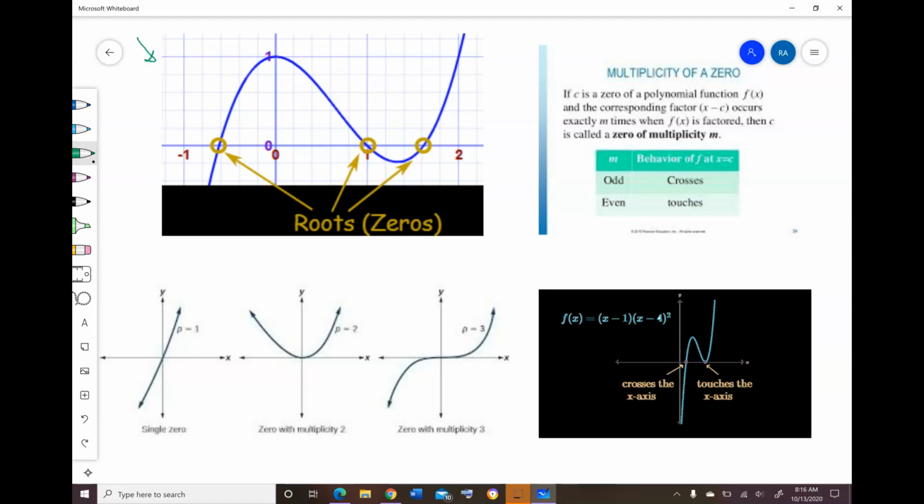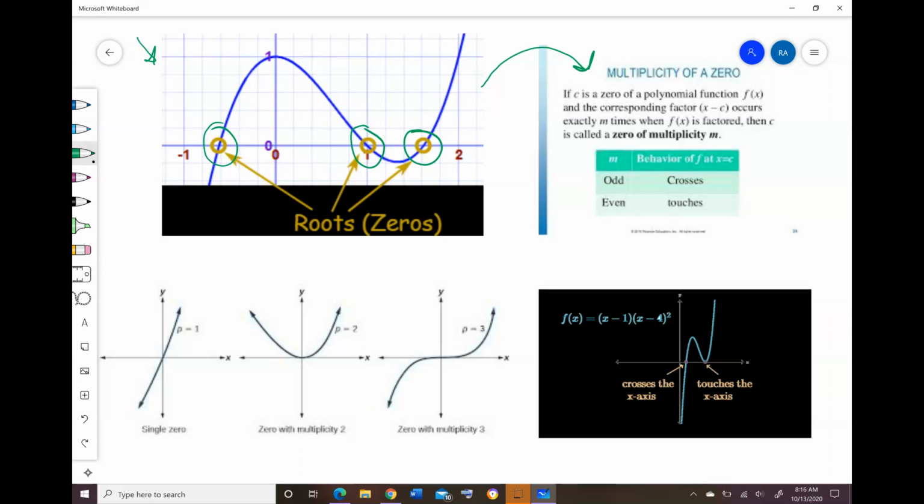So if you look right here at this graph, my roots are where it crosses the x-axis, okay? And those are your solutions also. Roots are also called solutions, okay? So we're going to use our roots to help us form this equation. Now, these roots have something called a multiplicity, okay? A multiplicity is that little exponent with each factor, all right? So if the graph crosses at that zero or solution, then we have an odd multiplicity. If it touches, we say it has an even multiplicity.